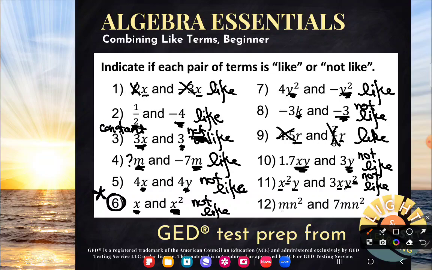But compare that to 12. This is m n squared, and this is also m n squared. These two terms, they are like. The exponent is on the same variable there.